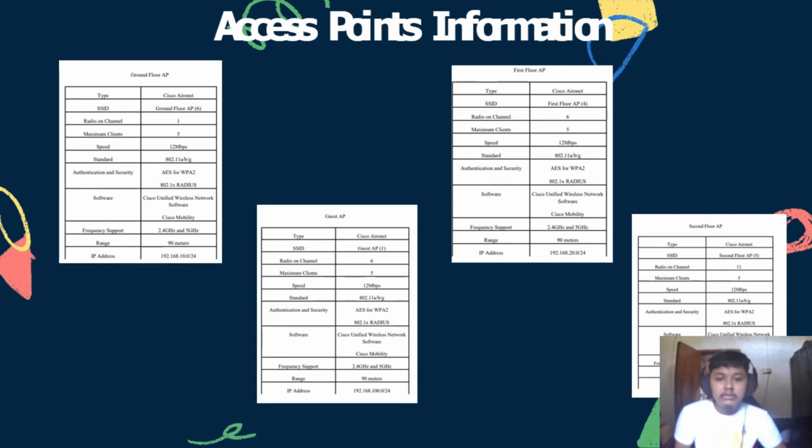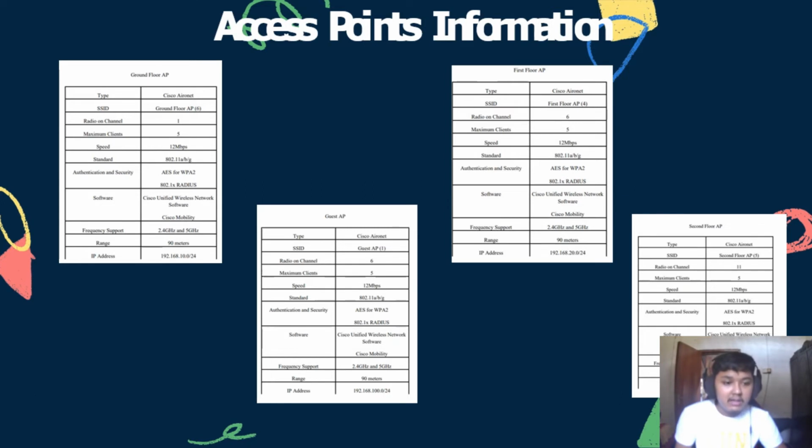Okay, now we go to the access points information. The access point used was the latest and best, so that the wireless access point can connect to a wired network. Okay, on the ground floor, first floor and second floor, we use Cisco Aironet. The information on the ground floor: the SSID is ground floor AP. Radio and channel is 1 and maximum client is 5. The speed is 12 megabytes per second. Standard is 802.11 ABG.